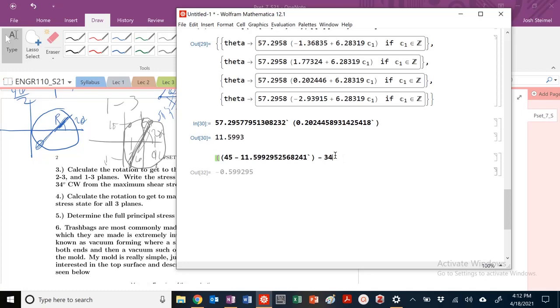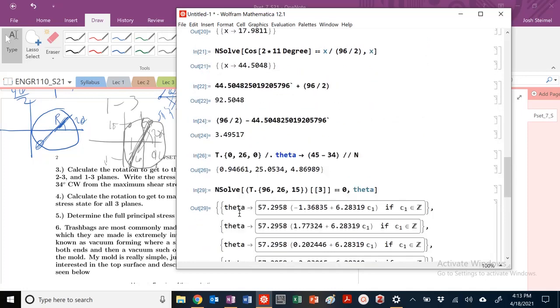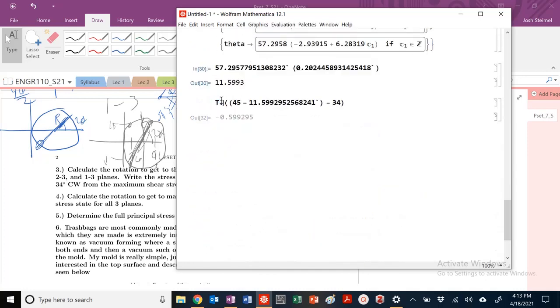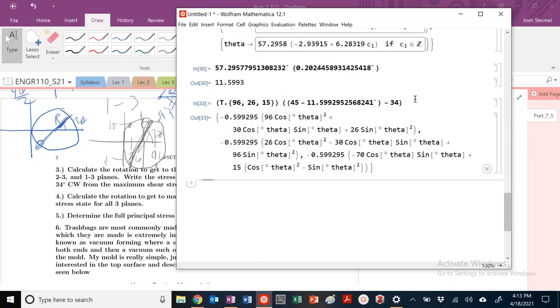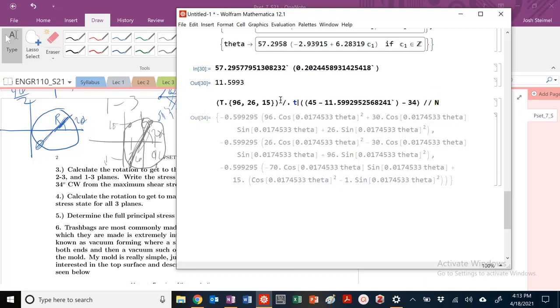And so I could do the same exact thing. So now I could just do T dot this original stress state right here. And then that's going to give me this expression. So let's solve that guy numerically. Oh, I need to do slash dot theta goes to that.